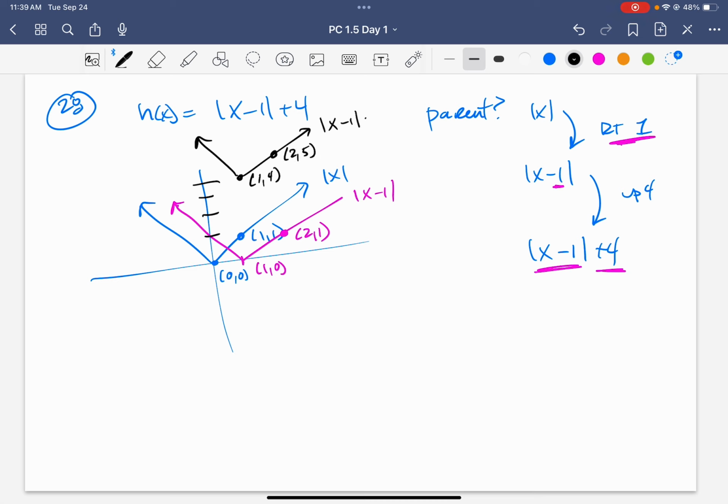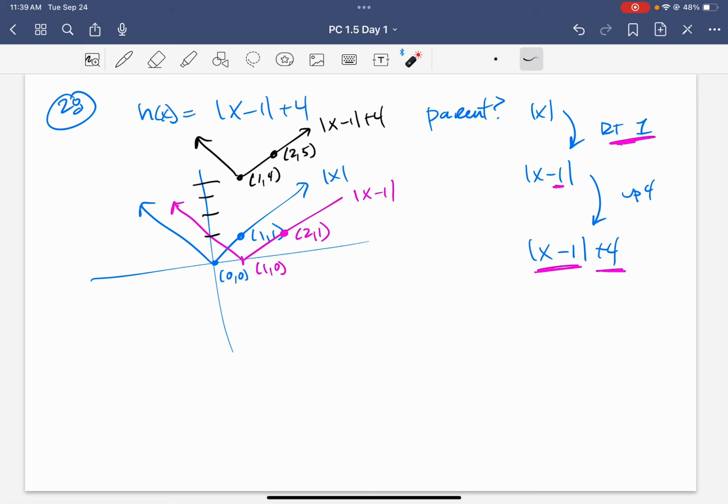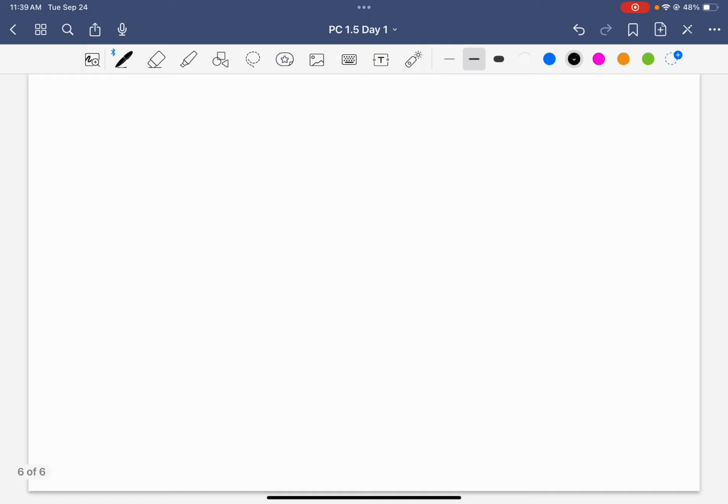That would be absolute x minus 1 plus 4. Cool. So first I move to the right one and then up 1, 2, 3, 4. All right. Notice how all this work needs to be shown to get full credit because you're working on showing your understanding.